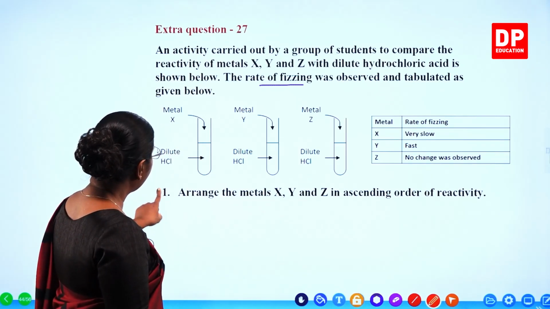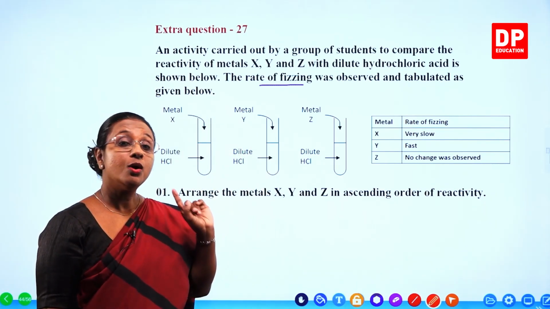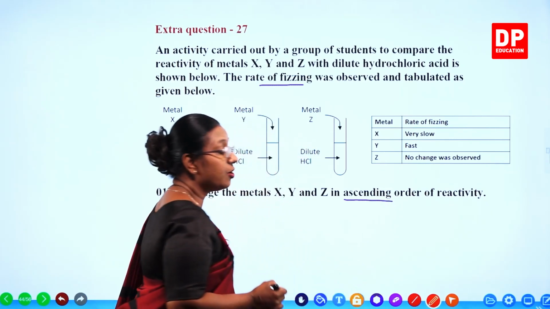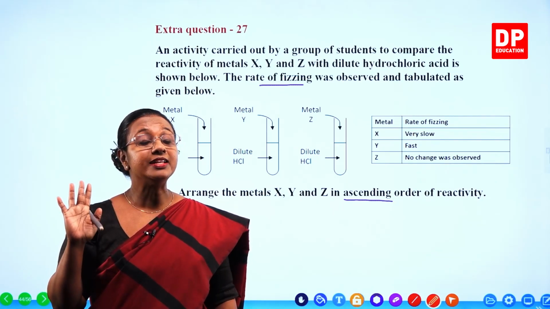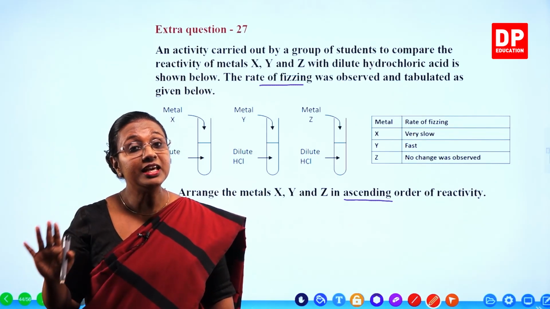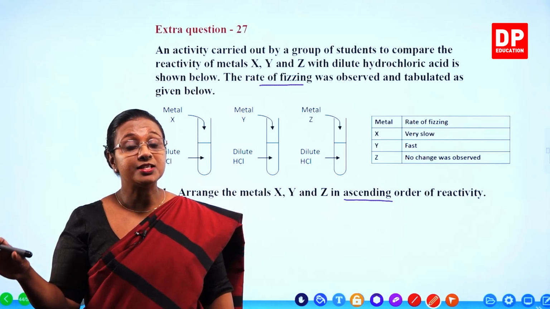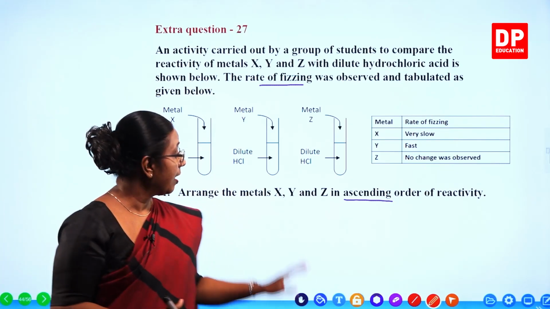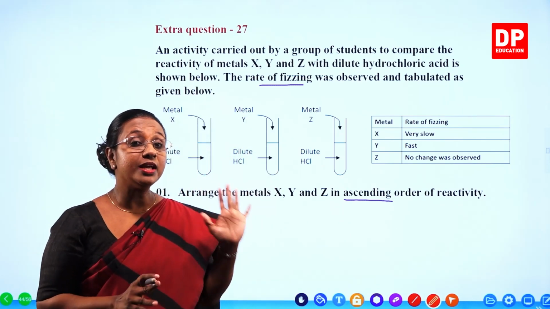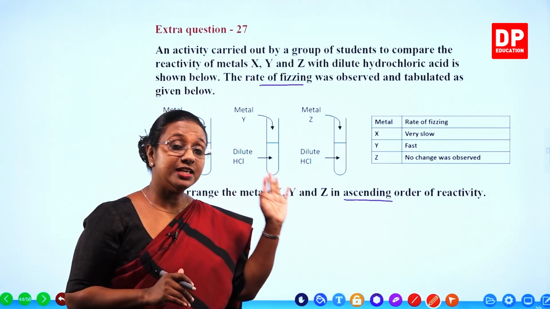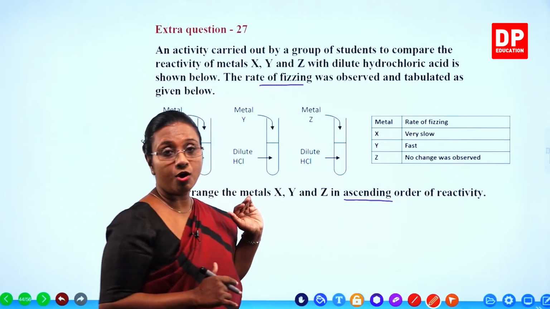So the first one. Arrange the metals X, Y and Z in ascending order of reactivity. What is ascending order? Ascending order is increasing order. You all can remember students, if we take the activity series, that is in the descending order. So that means decreasing order of reactivity. That is why potassium, sodium very highly reactive. Whereas platinum, gold very less reactive. But here they want you to arrange them in ascending order. Always when you read the question, look at that carefully. Whether it is ascending or descending, increasing or decreasing. So here it is ascending order of reactivity.